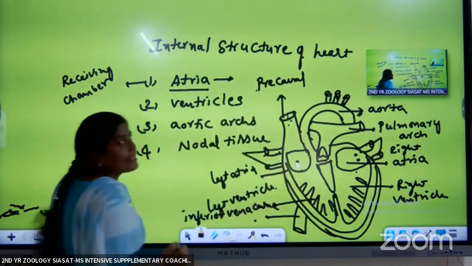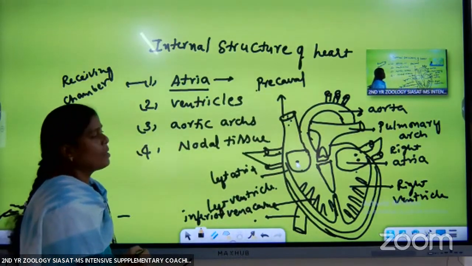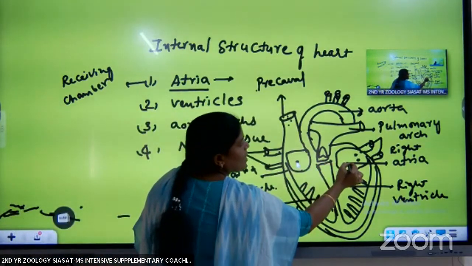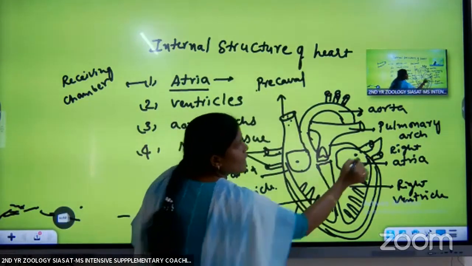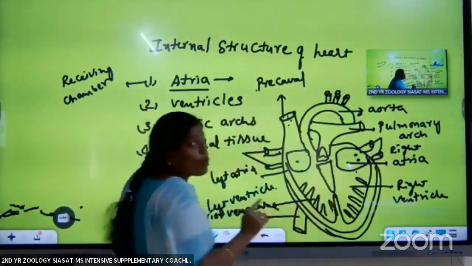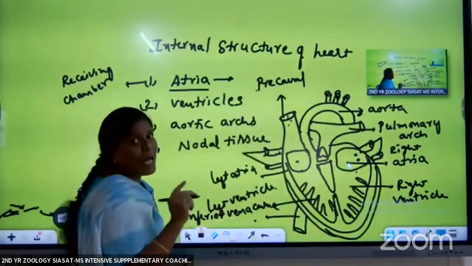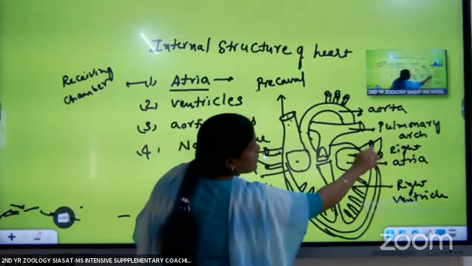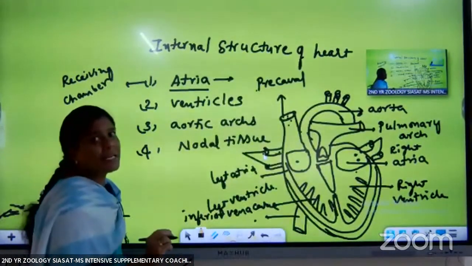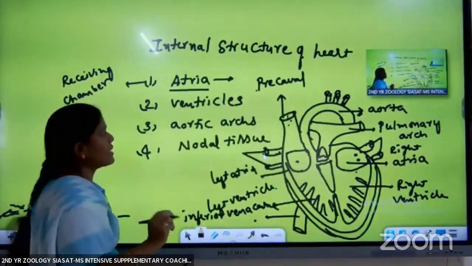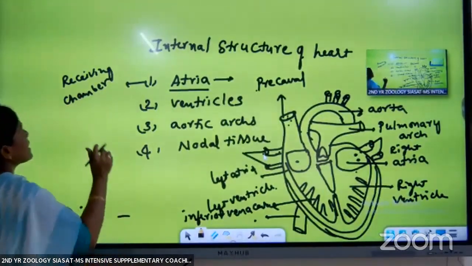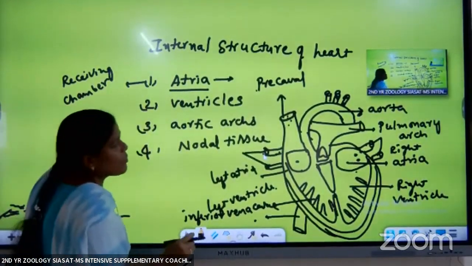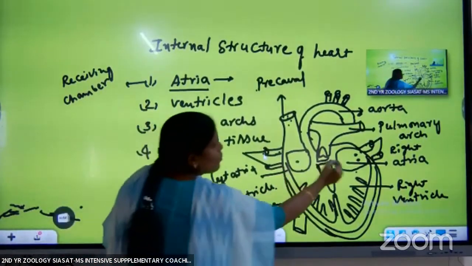They are collecting the deoxygenated blood. The left atrium collects the oxygenated blood from the lungs by two pairs of pulmonary veins, the left pulmonary veins and the right pulmonary veins. They are collecting the oxygenated blood. That's why we call the atria the receiving chambers. Here, they are receiving the blood.